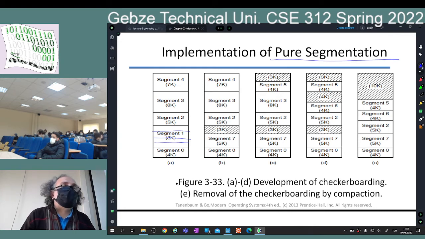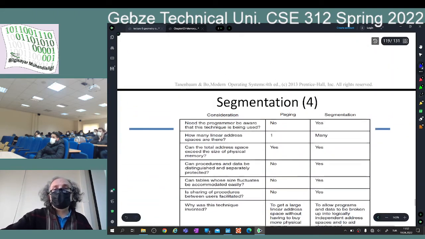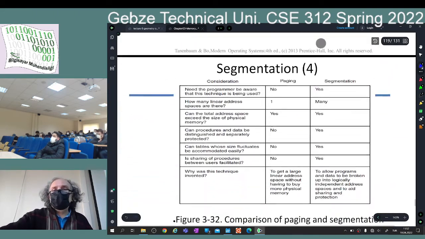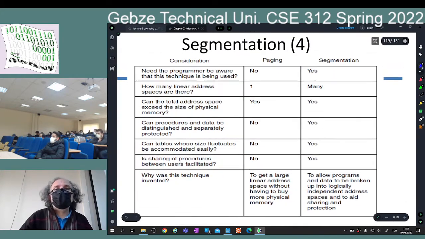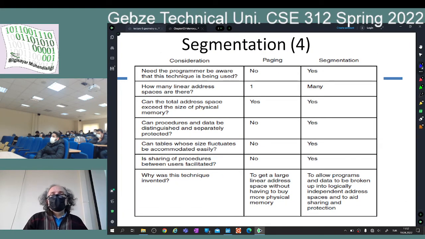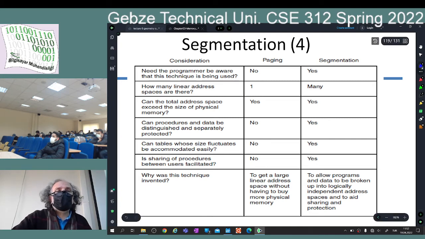So most practical systems that do segmentation use paging with the segmentation. And we are going to see the first one that used this idea, MULTICS, in a few minutes. Okay, let's try to compare these two ideas, segmentation and paging. This is directly from the book. So this is the paging column, segmentation column.